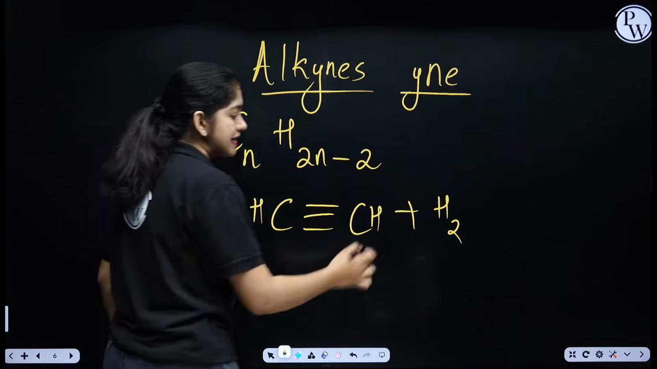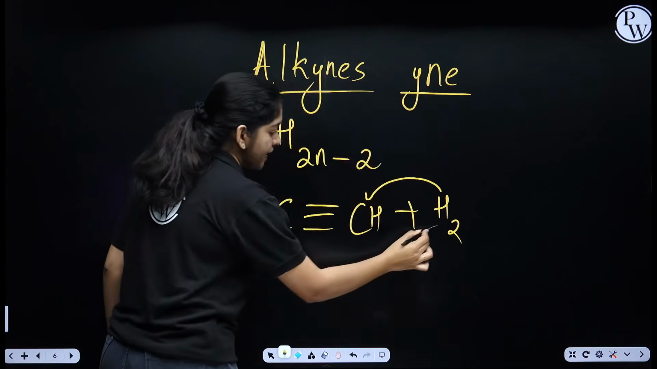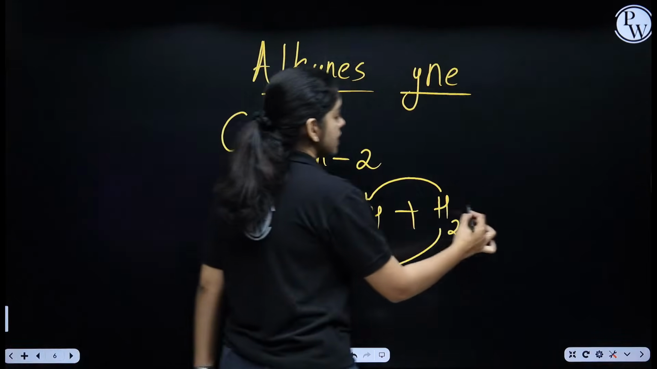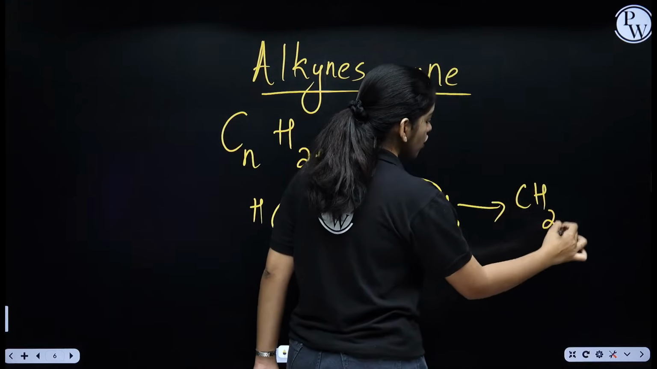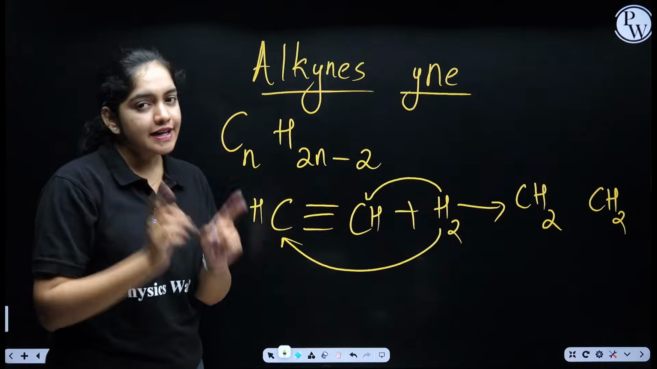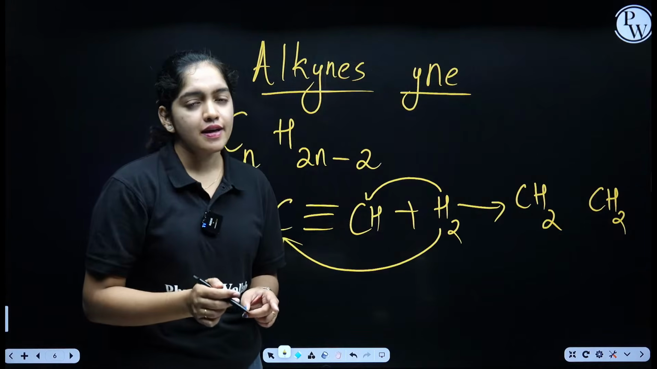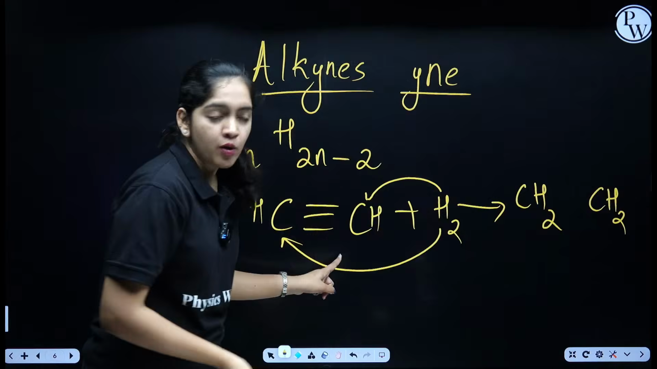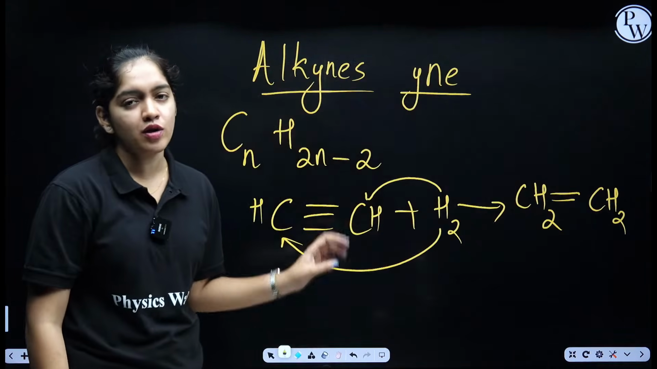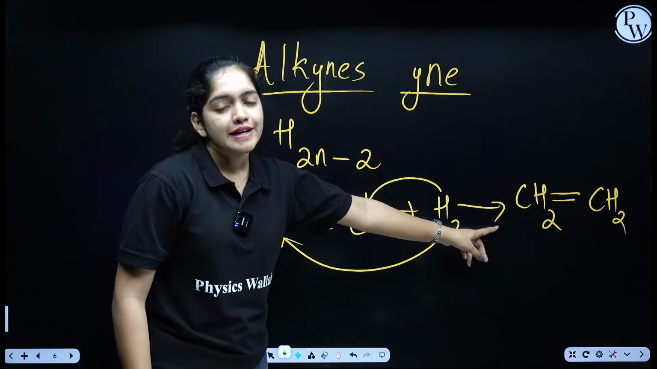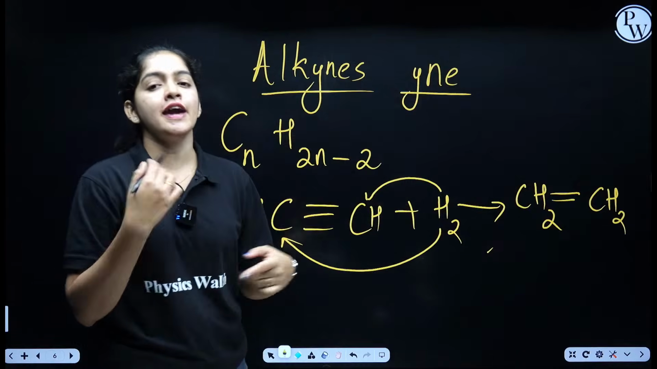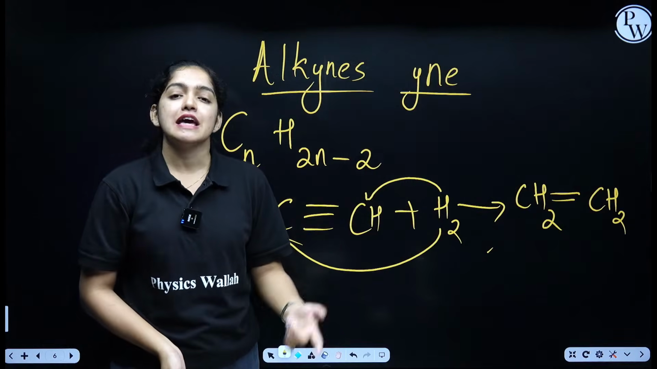So what will happen here also? One hydrogen will be added to this carbon and one hydrogen will be added to this carbon. So it will change into CH2, CH2. If addition is taking place, suddenly the triple bond will break into a double bond. So here it is a triple bond. The triple will break and change into a double bond, that is CH2 double bond CH2. So we got a double bonded alkene. Again it will undergo an addition reaction, then again it will change into a single bonded saturated compound.